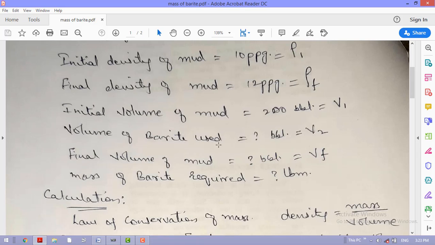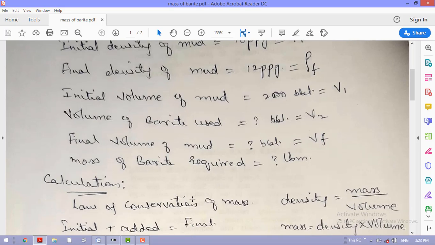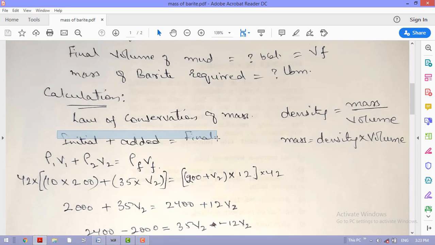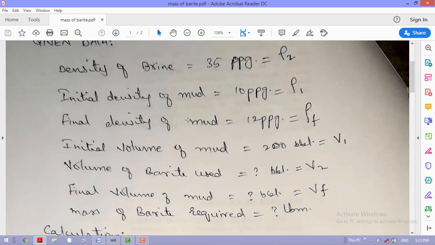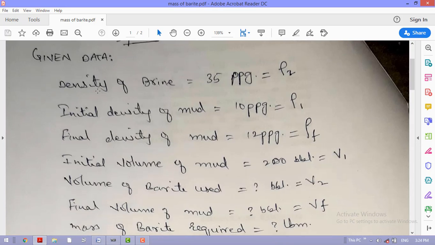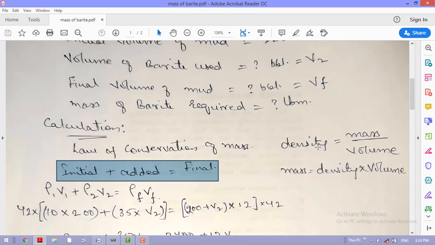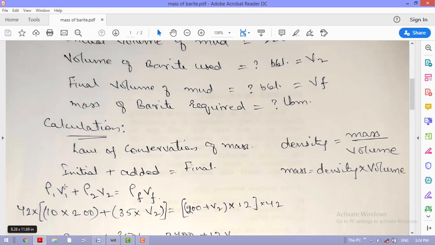To calculate this, we just need to know the law of conservation of mass, which I wrote in a short way as it relates to this problem: initial mass plus added mass will be equal to final mass. Whatever data is given, it is given in terms of density and volume. So mass is nothing but density into volume.